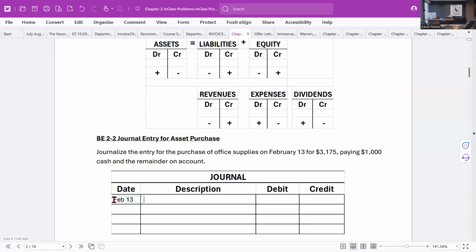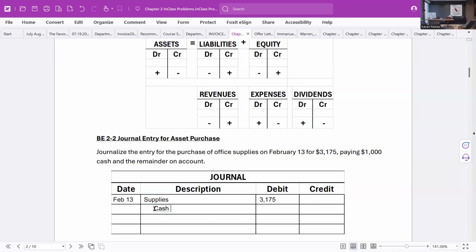So what's happening is we're buying these supplies. Supplies is an asset. And now we have to increase this asset. The way you increase an asset, of course, is by debiting it. So we need a debit to the supplies account. And that debit is for the 3175. And next, how are we getting the supplies? We're paying cash, which means cash is flowing out. Cash is an asset. How do we decrease an asset? By crediting it. So we want to indent our credits, and we've got a credit to the cash account.